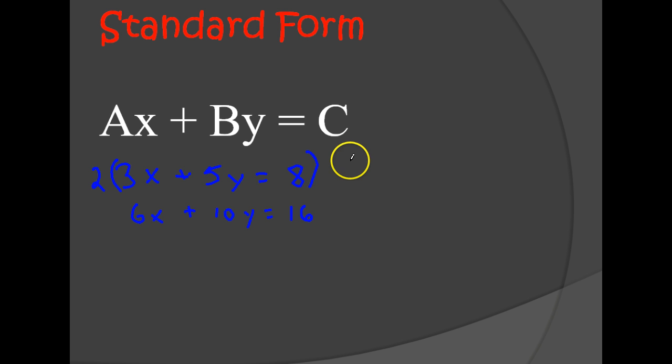Sometimes you'll get equations like this. 4x plus 8y equals 6. And now not only could I multiply everything by the same number to get an equivalent equation, this one, since all 3 of these are divisible by 2, I can divide the whole thing by 2. 4x divided by 2 is 2x. 8y divided by 2 is 4y. And 6 divided by 2 is 3.